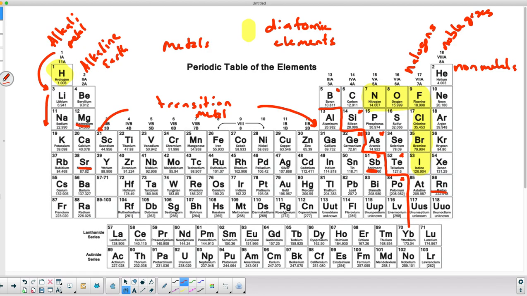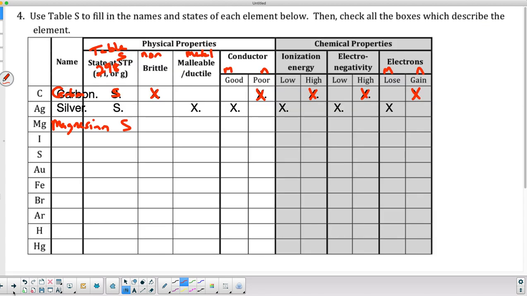Magnesium is right here, which means it's a metal. So when I go forward again, that means it's ductile, it's a good conductor, it has a low ionization energy, it has low electronegativity, and it loses electrons. Okay, and that's how you do that.